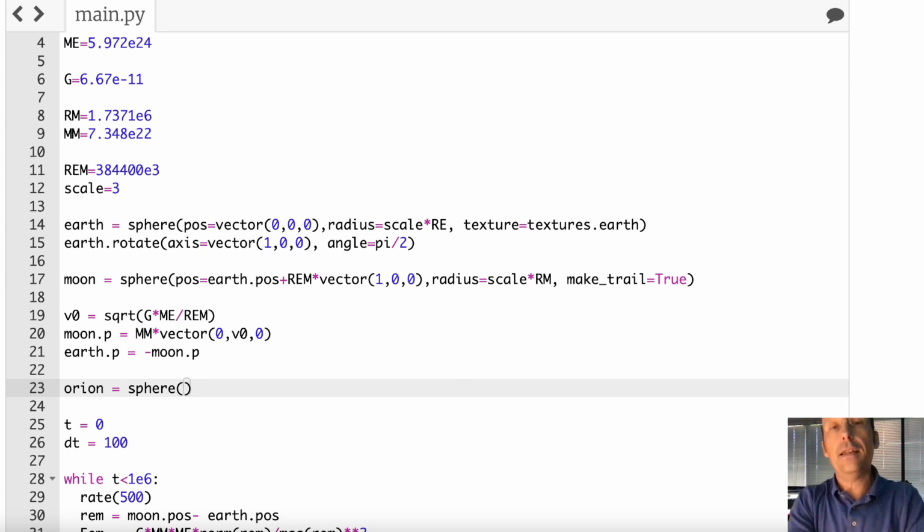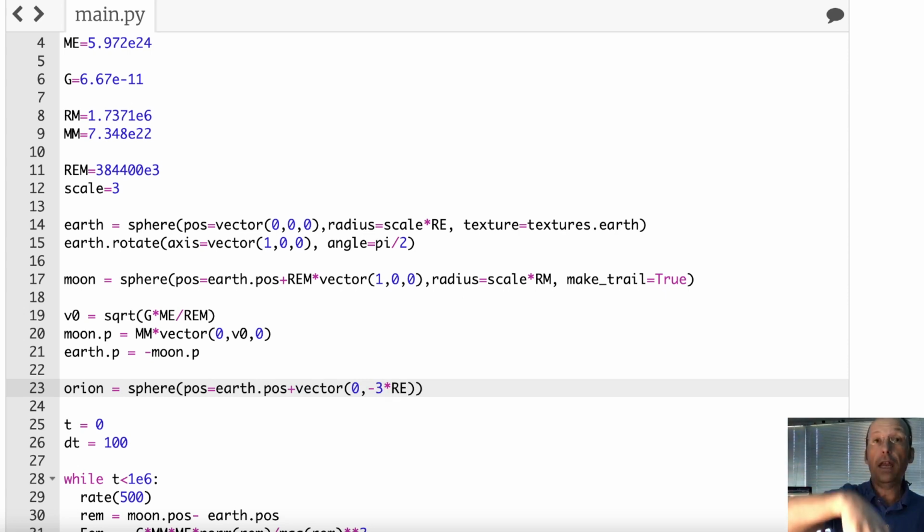So the first thing I said is, let's just put the position as Earth.pos plus vector 0, -3 times RE, right? 3 Earth radii below. And I don't know why I picked that, just because looking at the picture, it kind of looks like that's something that would be realistic.